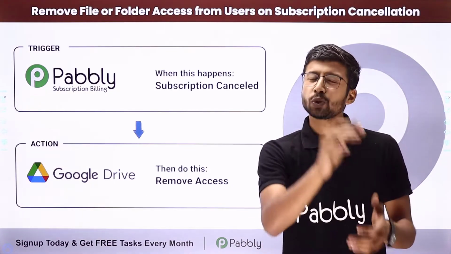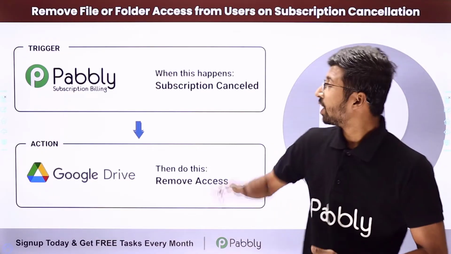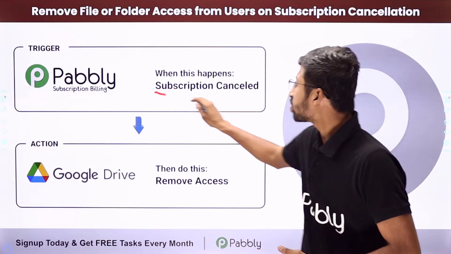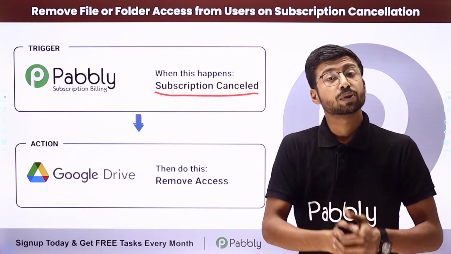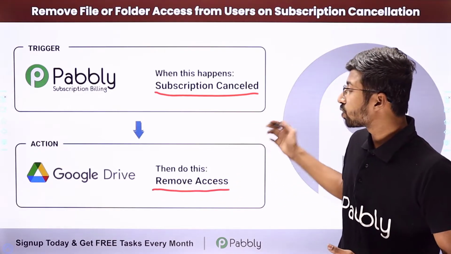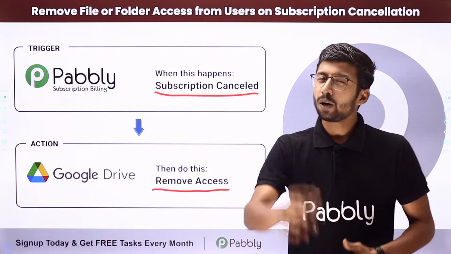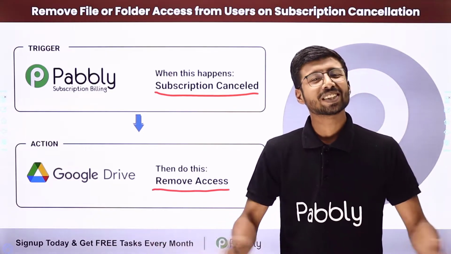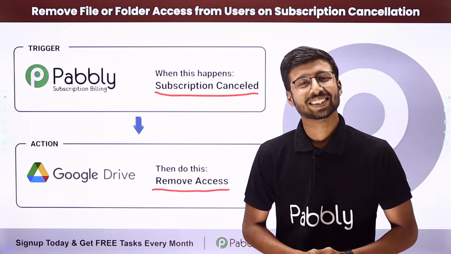So let me tell you, you can completely automate this process. The trigger of this automation will be cancellation of a subscription in our Pabbly Subscription Billing account, and the action will be removing access from the course file in our Google Drive. Now guys, how can you set up this automation? To know this, you have to come with me to my screen.